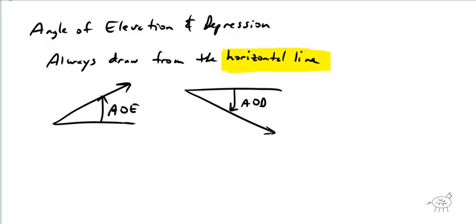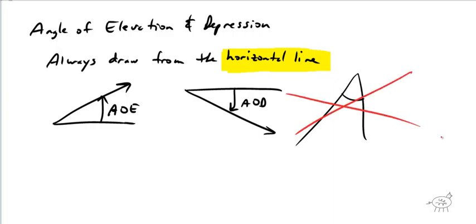Again, I cannot stress that enough. That's probably the number one mistake. I see kids, when I say angle of depression, sometimes they go from this distance, this angle right there. This is so wrong. I'm going to put a red X through this. Okay, don't do that.